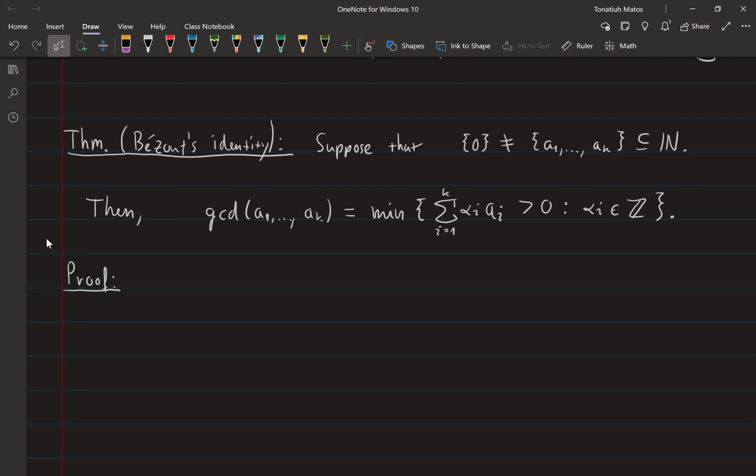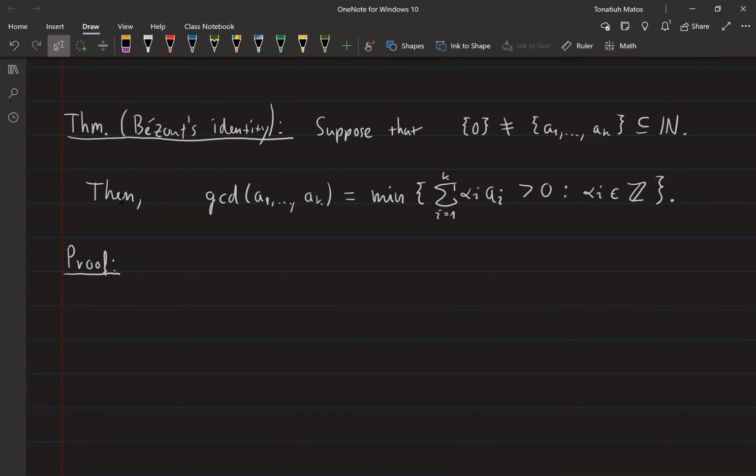Every time you hear about co-prime numbers, the first thing that should pop into your head is using this identity, because indeed it's a bit of a theoretical hack. So the statement reads as follows. You take a bunch of natural numbers, let's say, and not all of them are zero.